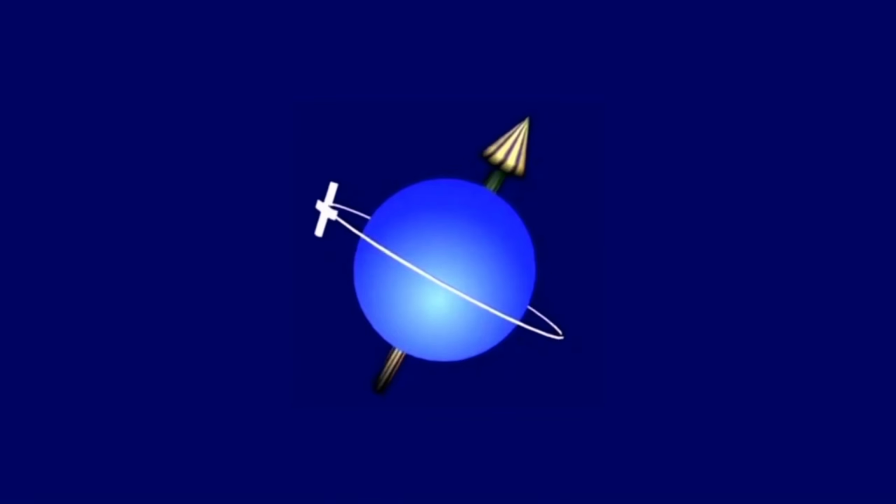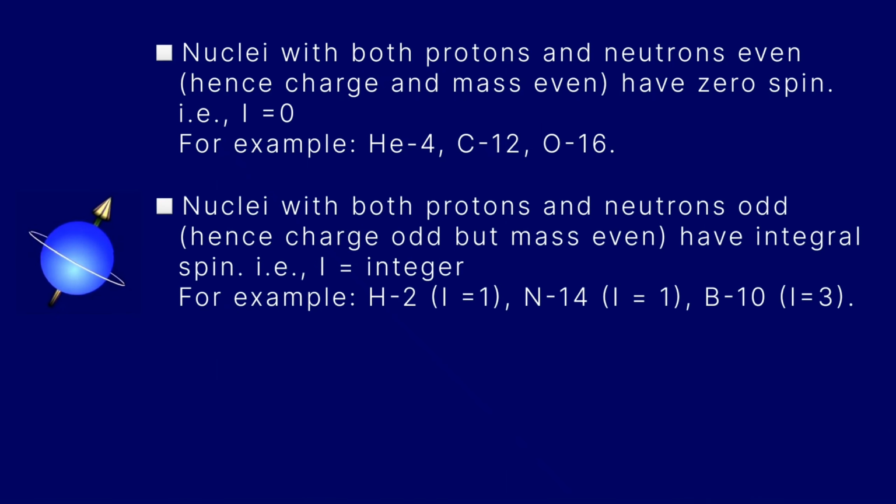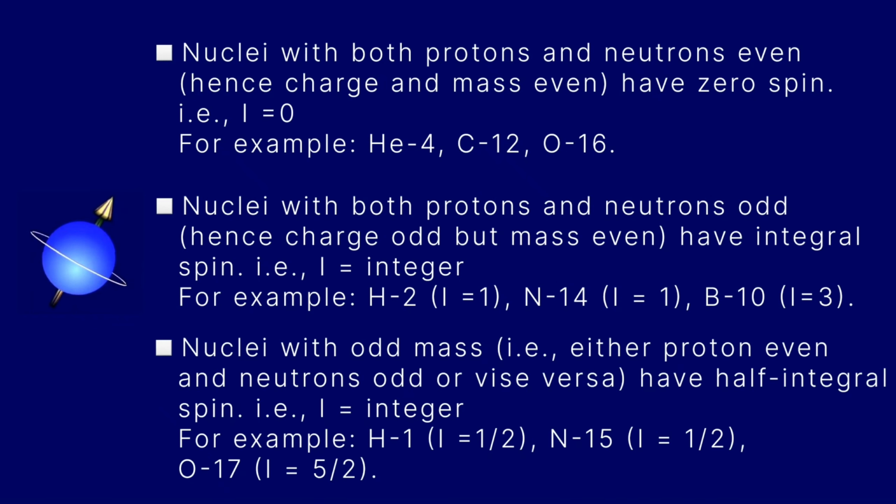Unfortunately, the laws governing the vector addition of nuclear spins are not yet known, so the spin of a particular nucleus cannot be predicted in general. However, the observed spins can be rationalized and some empirical rules have been formulated. Nuclei with both protons and neutrons even have zero spin. Nuclei with both protons and neutrons odd have integral spin. And nuclei with odd mass have half-integral spin.